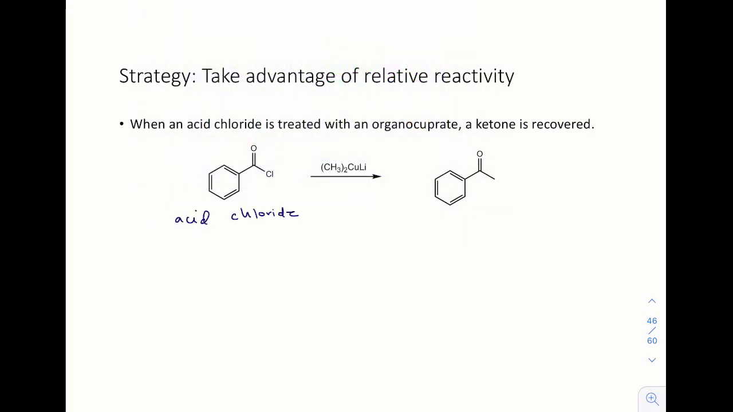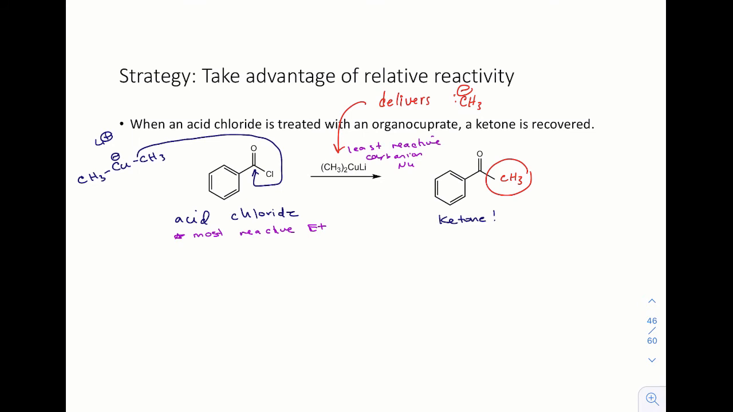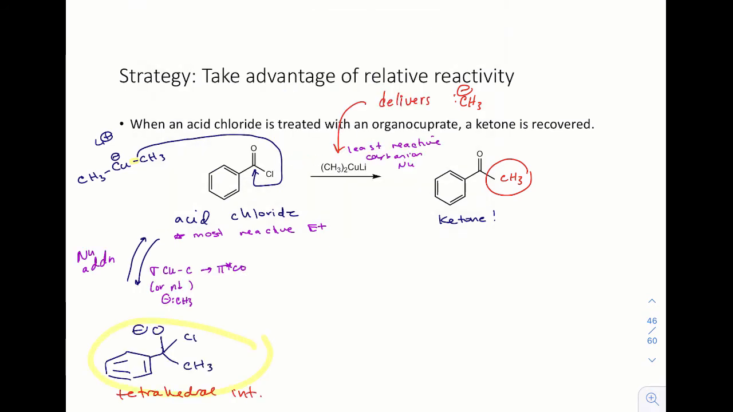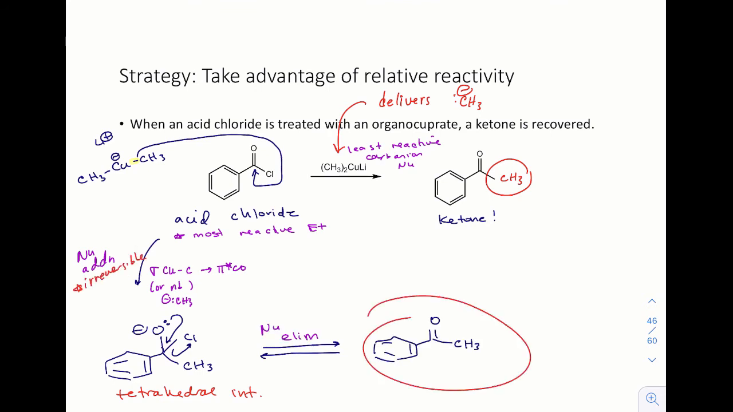one equivalent of carbanion, so this is dimethyl cuprate, it is delivering methyl anion. One equivalent of carbanion will add. The electrons in the carbon-copper bond attack pi star CO in a nucleophilic addition reaction, generating this tetrahedral intermediate. This tetrahedral intermediate can collapse, lone pair push, expel chloride in a nucleophilic elimination step, generating the final ketone product. It is the same as here.